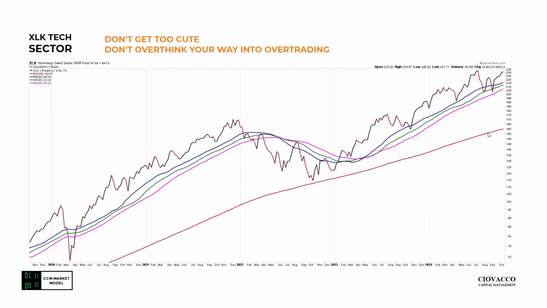Very similar constructive look in XLK, the tech sector ETF, the tech sector for the S&P 500. Since this peak here in July of 2024, it has not been leading, but in isolation, this chart looks fine, telling us not to overthink things or get too cute. As we covered in last week's video, if we step out to a monthly time frame and look at the primary trends, tech is still unquestionably the long-term leader relative to all of the other S&P 500 sectors.